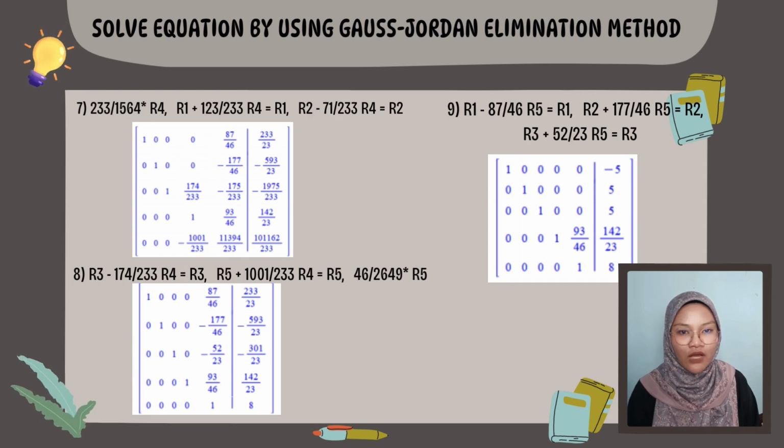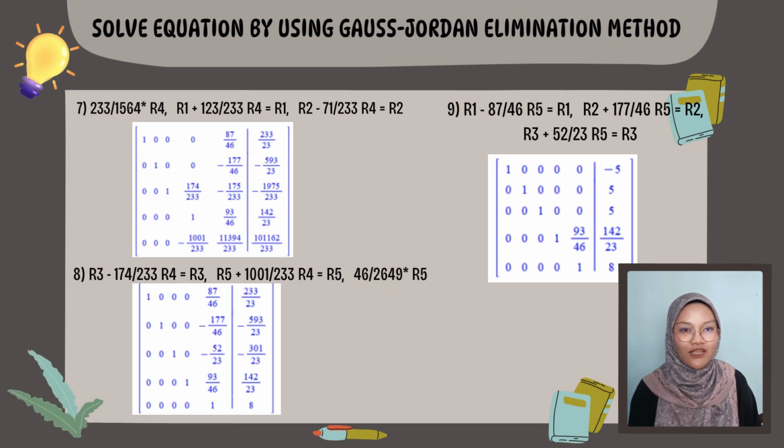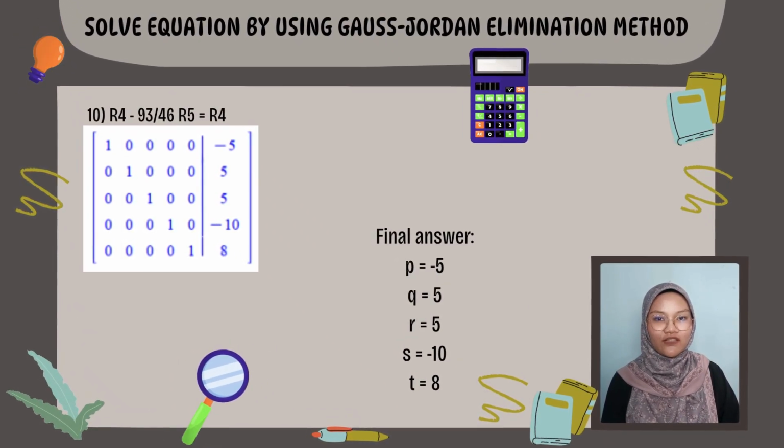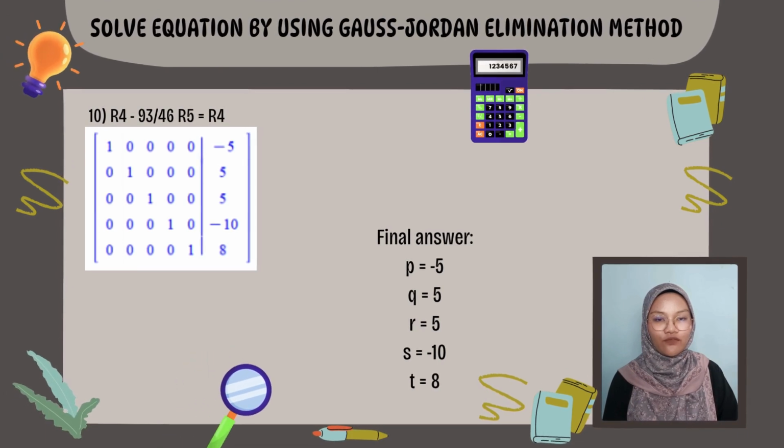For row 5, 46 over 2649 multiply by row 5. Next, row 1 minus 87 over 46 multiply by row 5. Row 2 plus 177 over 46 multiply by row 5. Row 3 plus 52 over 23 multiply by row 5. So, for the last step, row 4 minus 93 over 46 multiply by row 5.